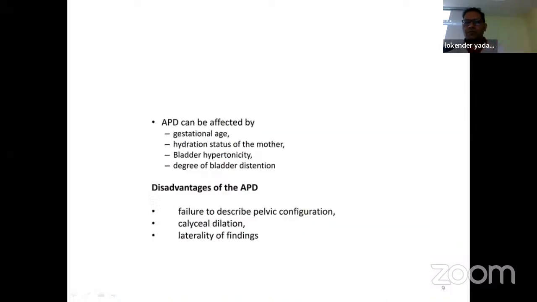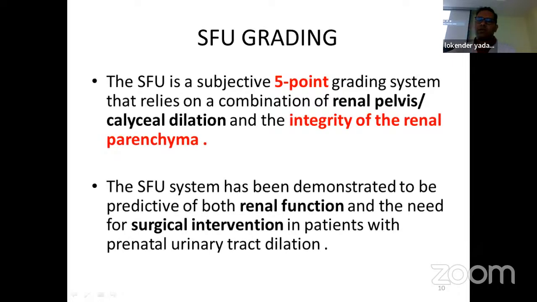APD can be affected by gestational age, hydration status of the mother, bladder hypertonicity, and the degree of bladder distension. The disadvantage of APD is the failure to describe pelvic configuration, calyceal dilatation, and the laterality of the findings. The Society for Fetal Urology system is a subjective 5-point grading system that relies on a combination of renal pelvis or calyceal dilatation and the integrity of the renal parenchyma. The SFU system has been demonstrated to be predictive of both renal function and the need for surgical intervention in patients with prenatal urinary tract dilatation.